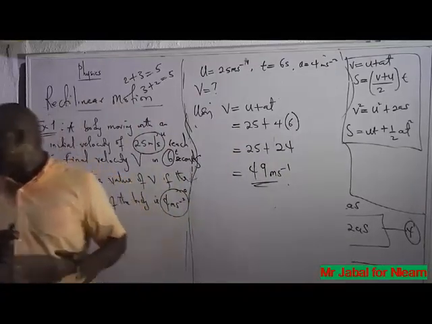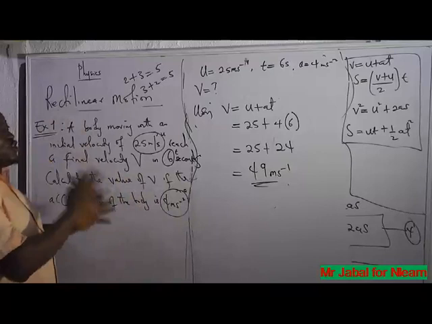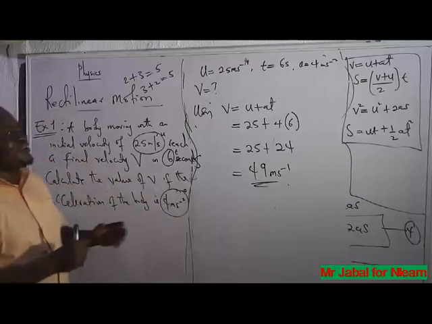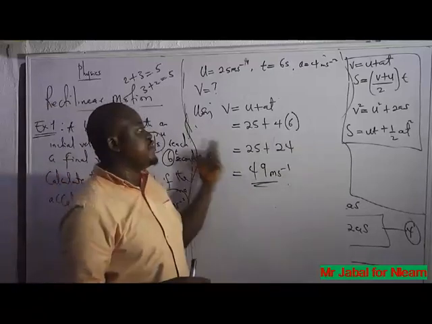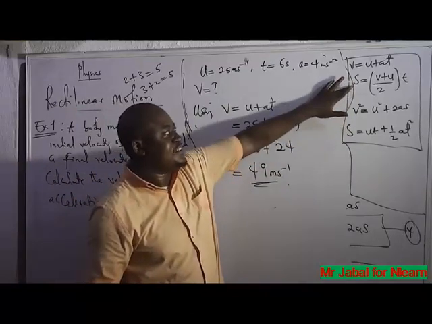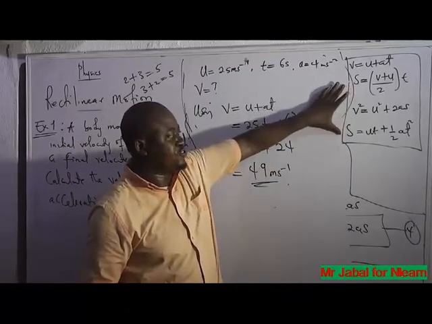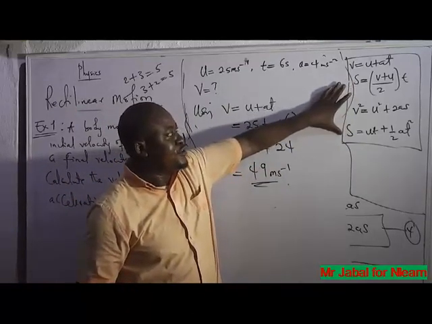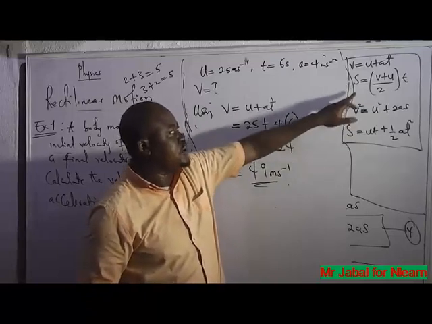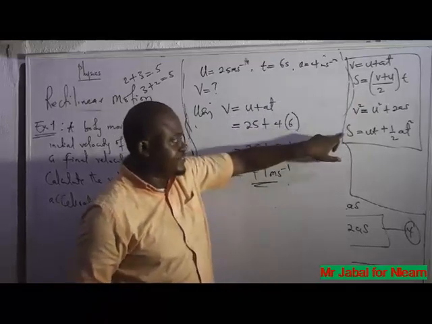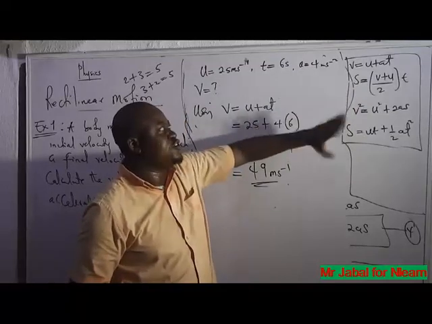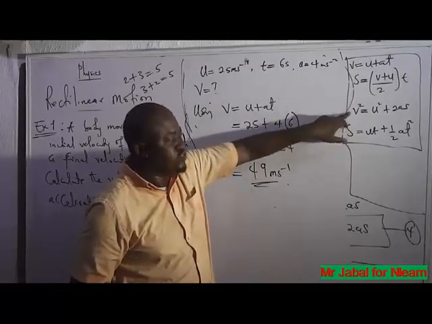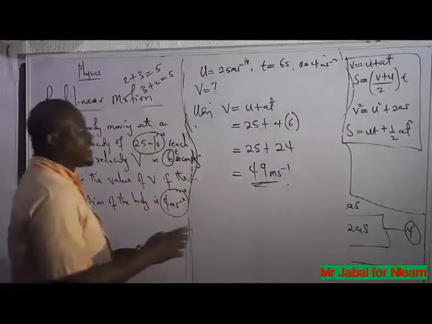Now, when you are given values that have to do with distance and acceleration, you can either use this or this. But when time is not involved, you use this. So we'll pick another question.